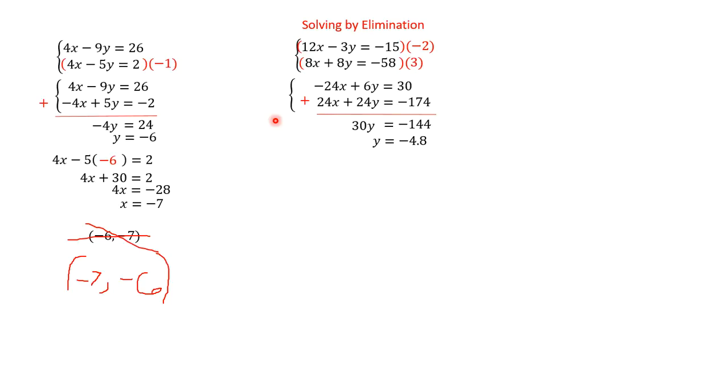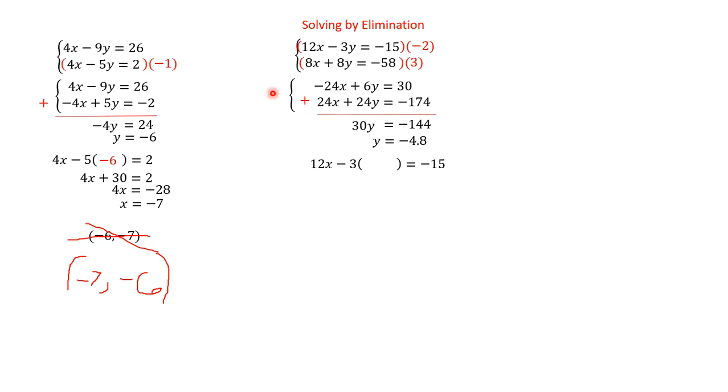Let's plug this into one of the equations. We could use either of them. I would not use these two, just because the numbers are bigger. So which one do we want to use? Let's use the top one.